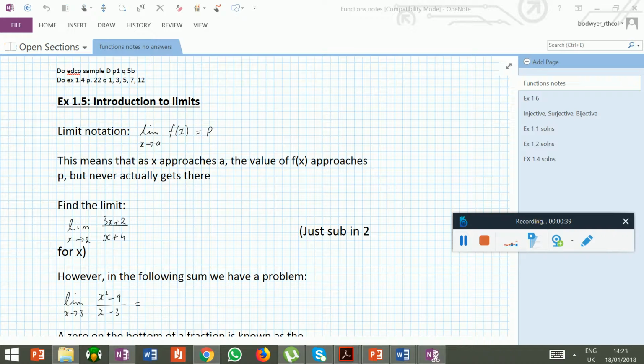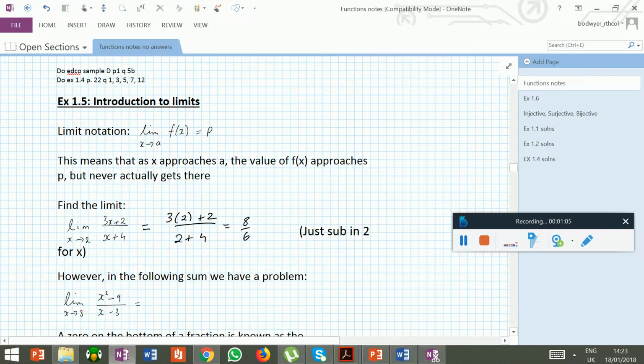Now an example is find the limit as x tends to 2 of this function here. All we have to do here is just sub in for 2. Okay, so that's just equal to 3 times 2 plus 2 over 2 plus 4. 6 and 2 is 8 over 6. Okay, and you leave it at that. The answer is 8 over 6.